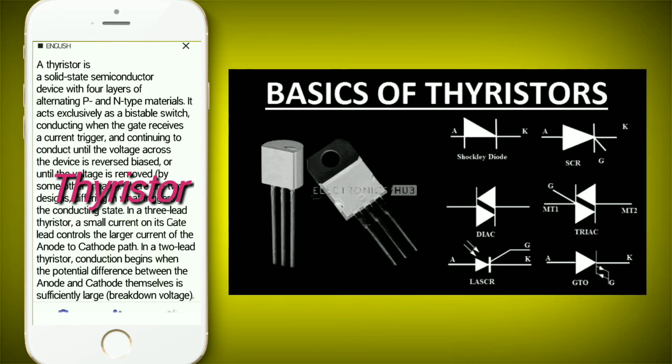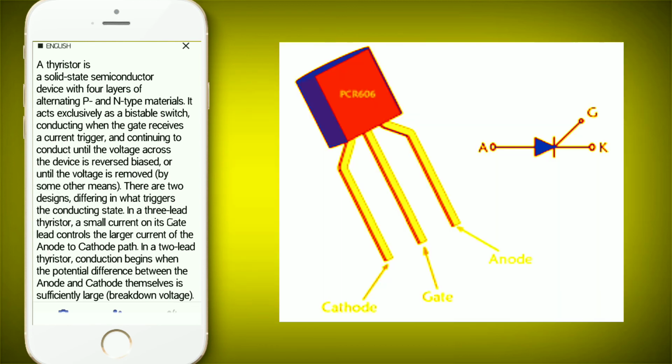A thyristor is a solid-state semiconductor device with 4 layers of alternating p- and n-type materials. It acts exclusively as a bistable switch, conducting when the gate receives a current trigger, and continuing to conduct until the voltage across the device is reverse biased or until the voltage is removed by some other means.